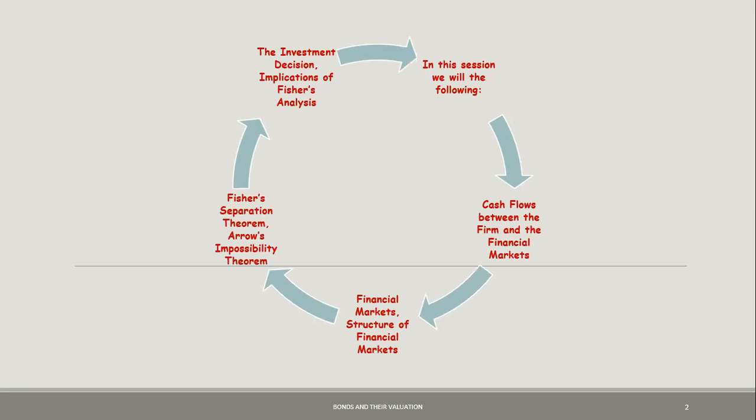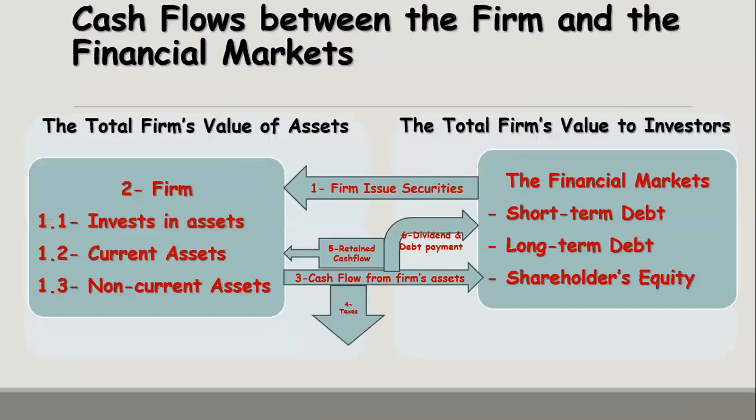In this session, we are going to cover the cash flow between the firm and the financial market, the structure of the financial market, the Fisher separation theorem, Arrow's impossibility theorem, the investment decision, and the implication of Fisher's analysis.